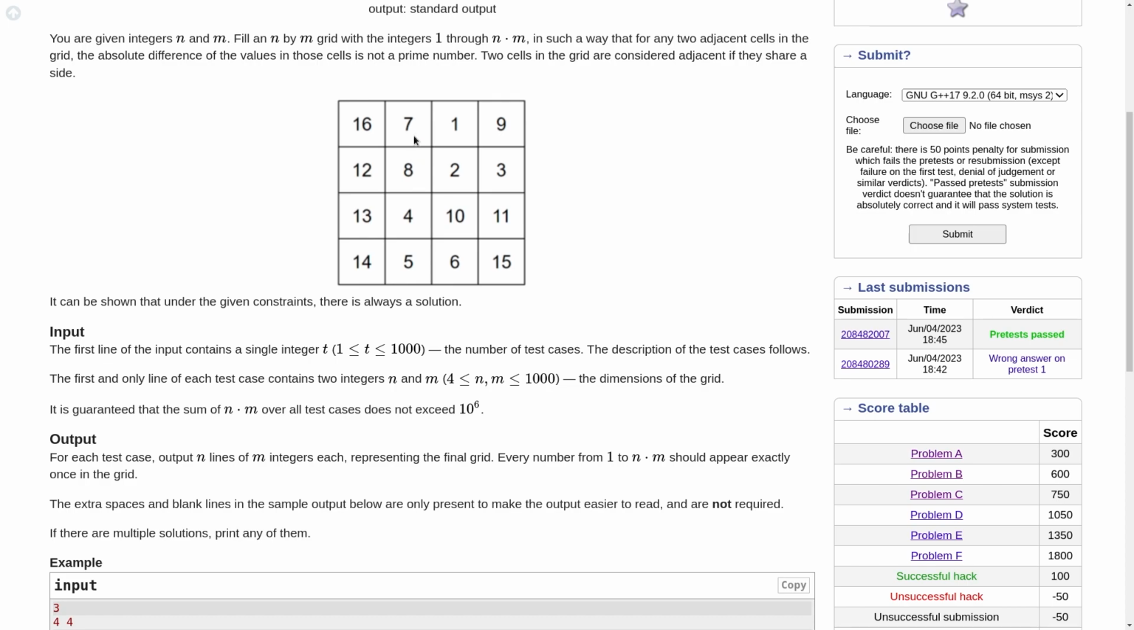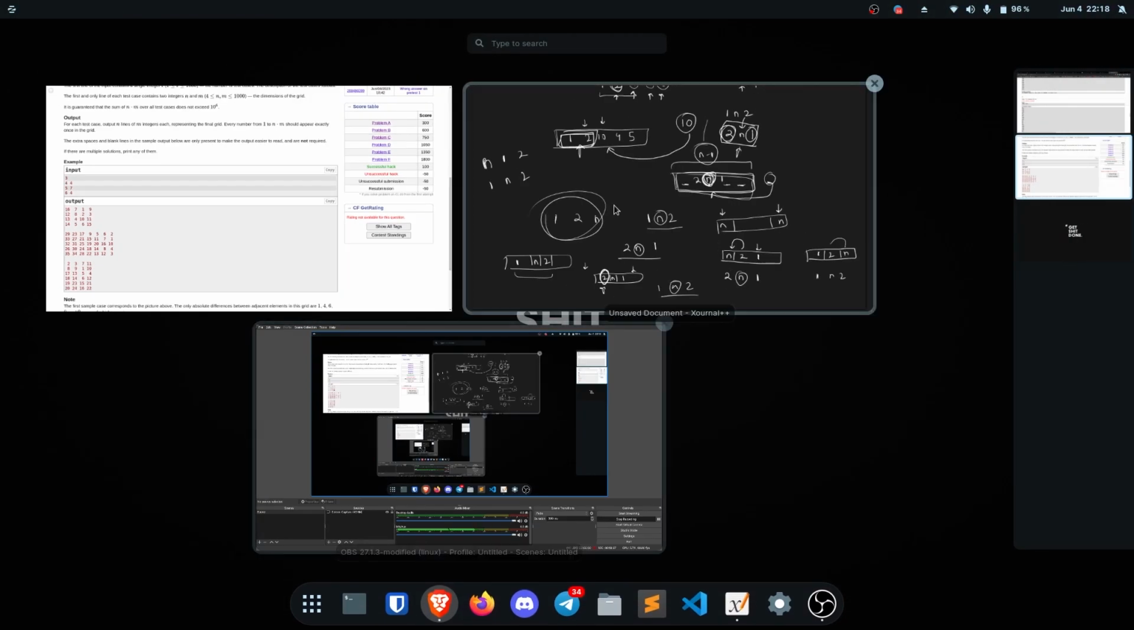I can check up, down, left or right. So in all the 4 directions, it should not be a prime number, right? So this is our whole idea.